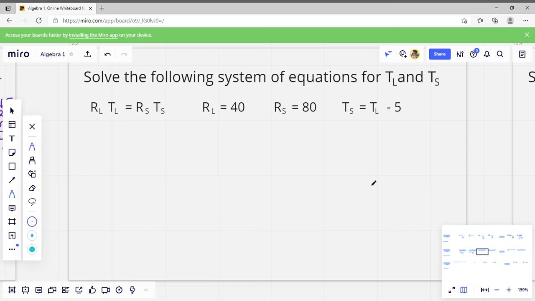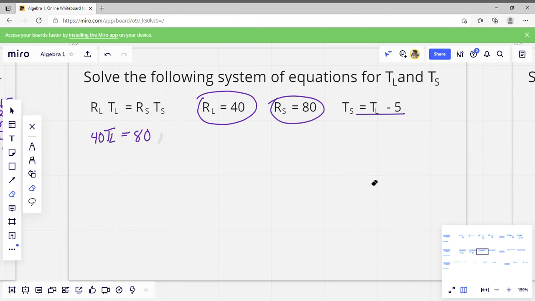Alright, so here's our base equation. RLTL equals RSTS. Okay, so RL is 40. Plug that in. TL, we're just going to leave that and make that be our variable that we're looking for. RS, that's 80. TS equals TL minus 5. Oh, we need to multiply that times it.